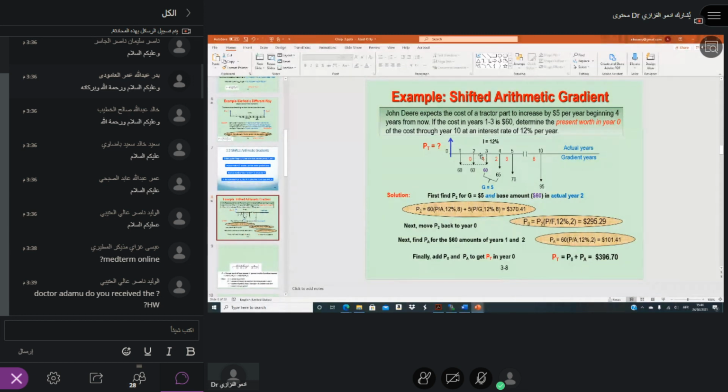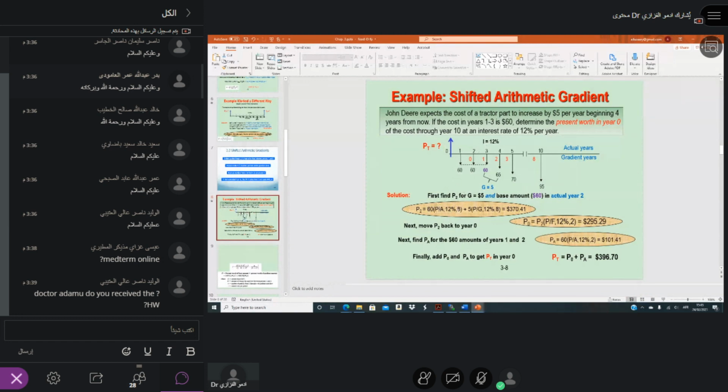So you have your gradients at this point, then you move one step backward, if you remember what we did the other time. Then you just put an arrow and you name it any number, an arbitrary number. So here you call it P2. For this, the gradient is $5 and the base amount is $60 in actual year 2. So in year 2, you are given $60, the amount is $60, that is PA. You use PA because you are given this amount PA, and you try to find P.